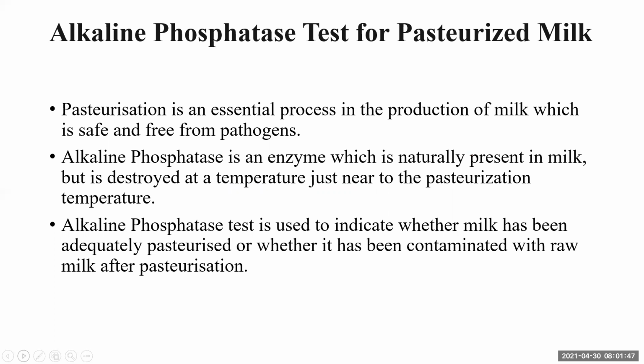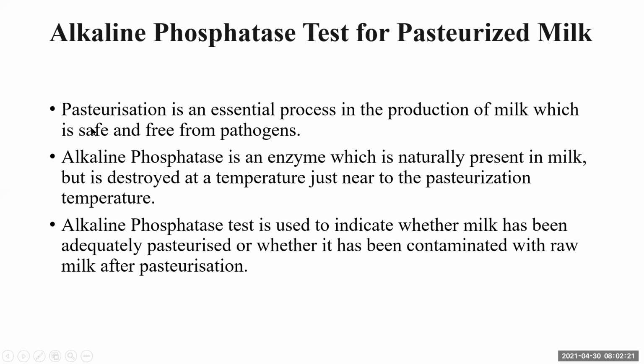So, alkaline phosphatase test for pasteurized milk. This enzyme is always present in raw milk. It is a part of raw milk, but this enzyme is destroyed upon pasteurization. So the presence of alkaline phosphatase enzyme in pasteurized milk indicates that proper pasteurization has not been done, or improper pasteurization is there, or the milk has been contaminated with raw milk after pasteurization.